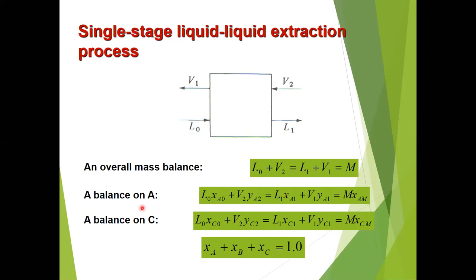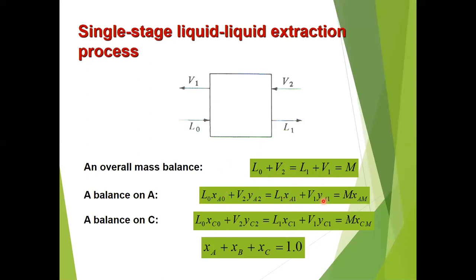Now, our component balance, usually done based on solute A, the pattern is always based on your overall material balance. So what you only need to do is multiply each of the phases that appears in your overall material balance equation by the mass fractions of the corresponding phases.